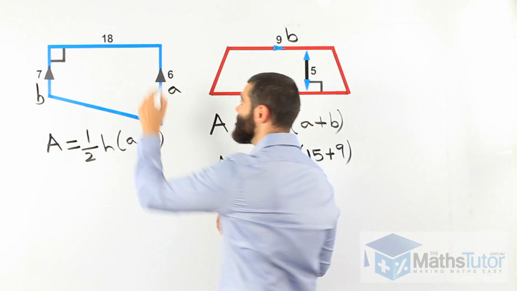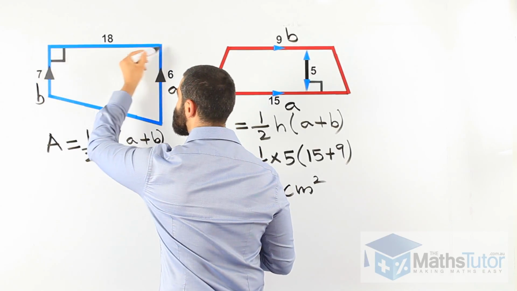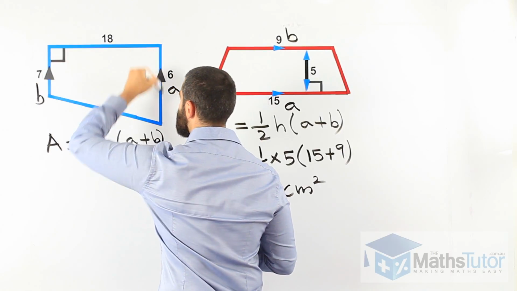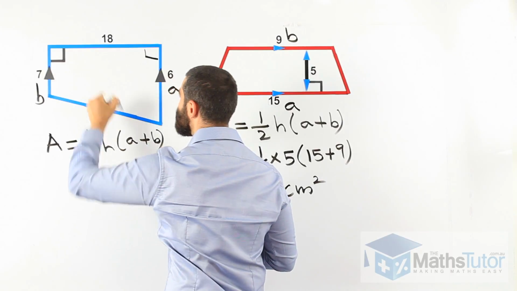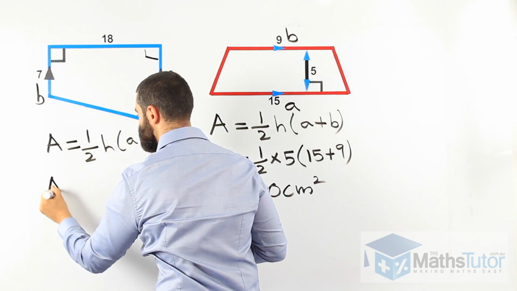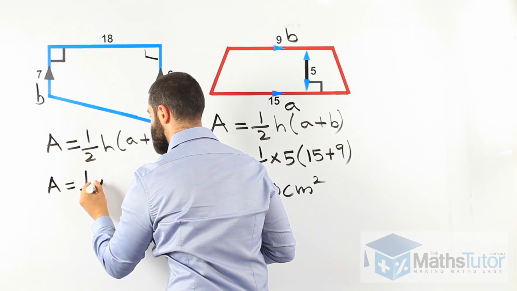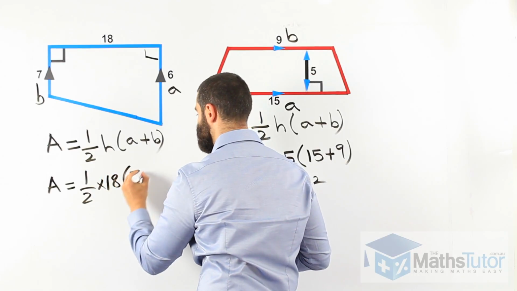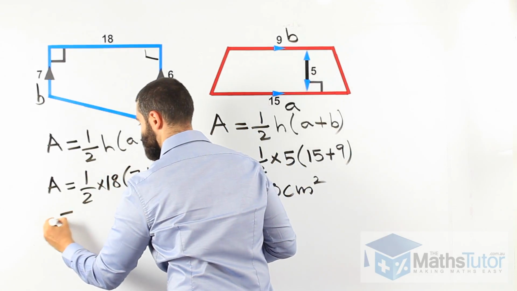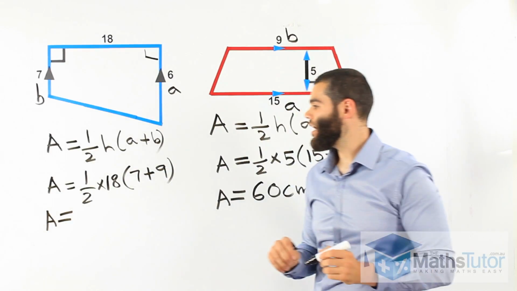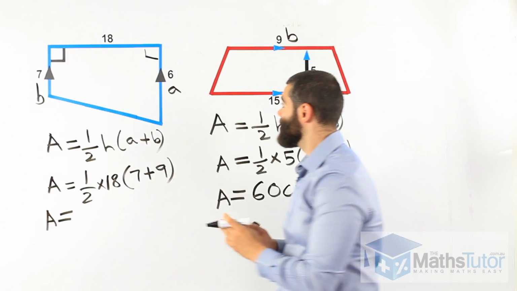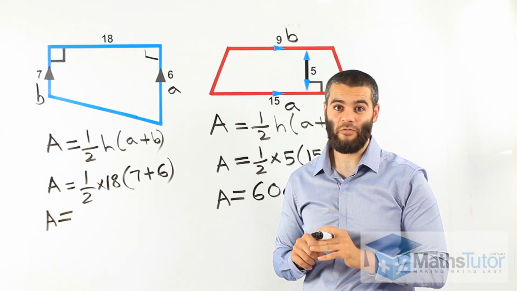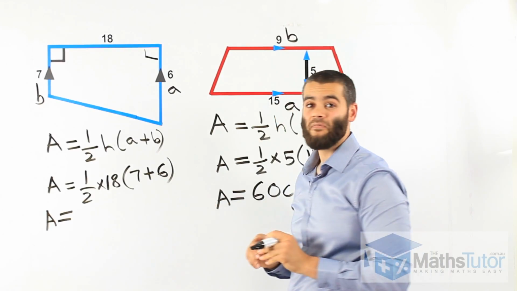And our h is the distance between a and b. The distance, there it is. It is vertical. It is perpendicular with both a and b. So right angle here and right angle there. This is our height. Half times the height. The height is 18. A and b are 7 plus 9. Again, in your calculator, half times 18, open bracket, 7 plus 6. See how easy it is to make a mistake? Very easy. Got to be careful. It's 7 plus 6.